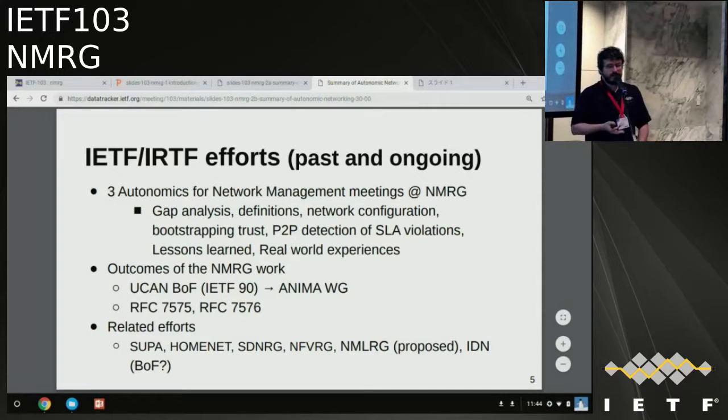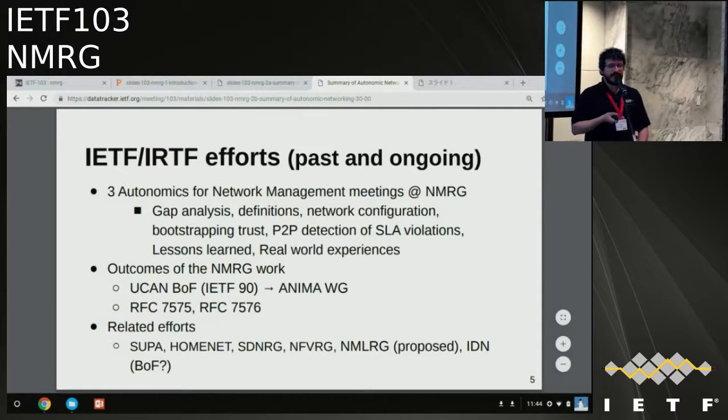There were also some RFCs, 7575 and 7576, which provide definitions, terminology, and gap analysis for autonomic networking. And there are also related efforts in different working groups and research groups, for example, SUPA, HomeNet, SDNRG, NFVRG, NMLRG, and so on. So this is a term that appears in a lot of work in the IETF and IRTF.